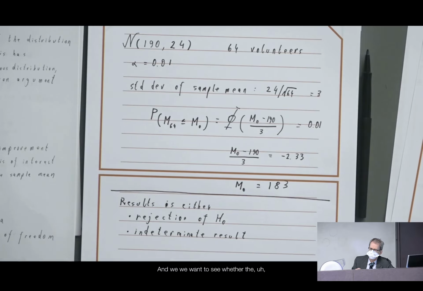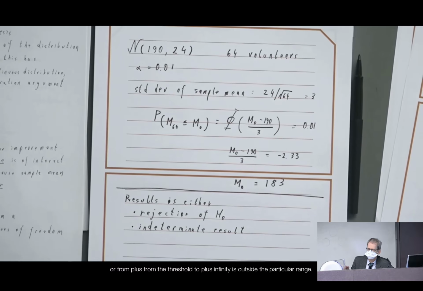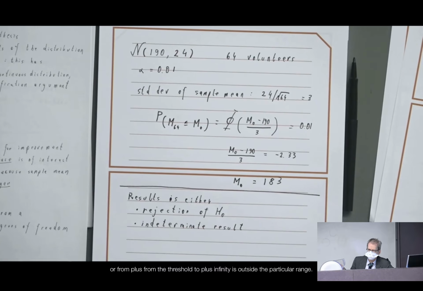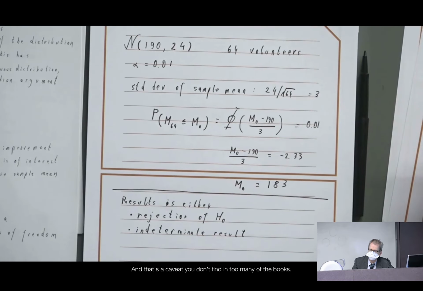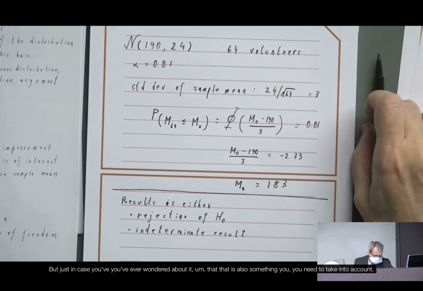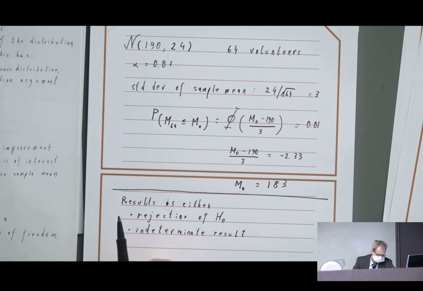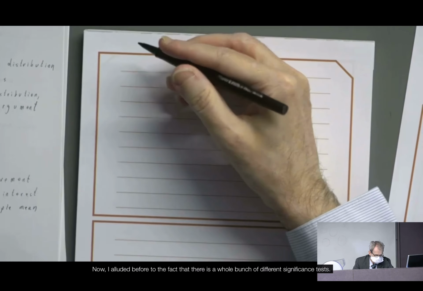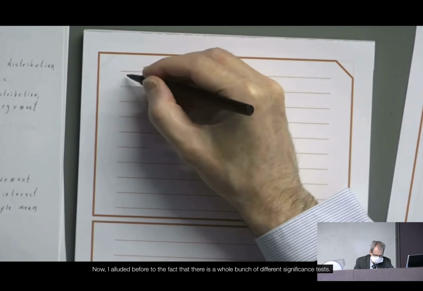We want to see whether somehow we are so far out in the tails of the distribution that the integral from minus infinity to a particular threshold, or from threshold to plus infinity, is outside the particular range. That's a caveat you don't find in too many of the books, but just in case you've ever wondered about it, that is also something you need to take into account. Now, I alluded before to the fact that there is a whole bunch of different significance tests.